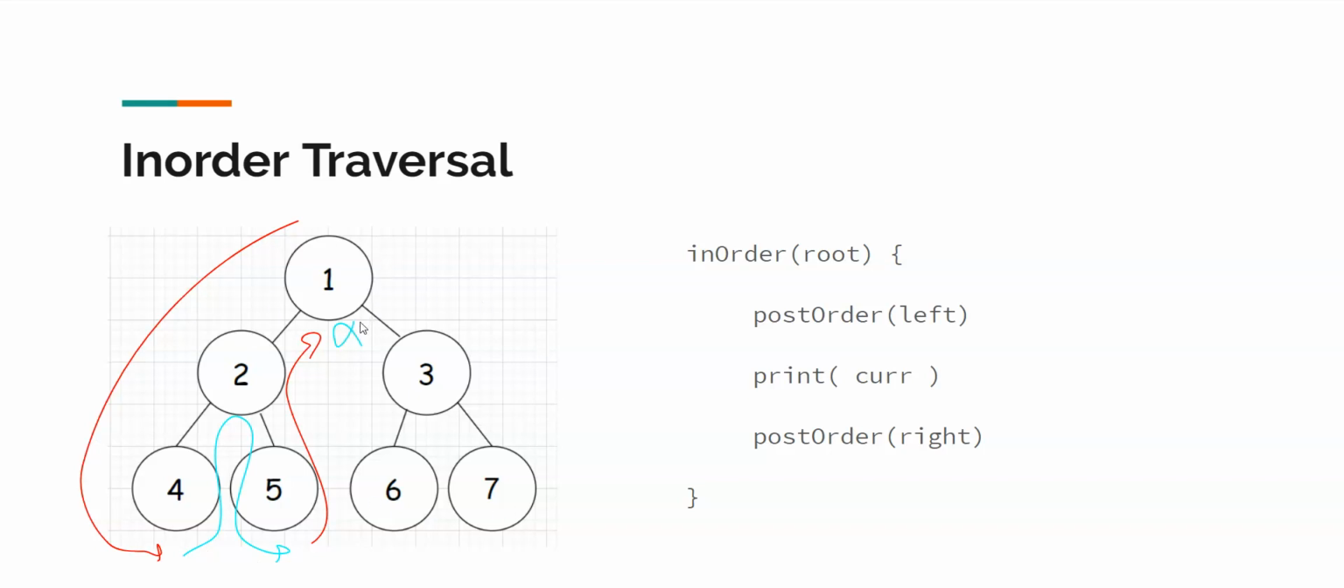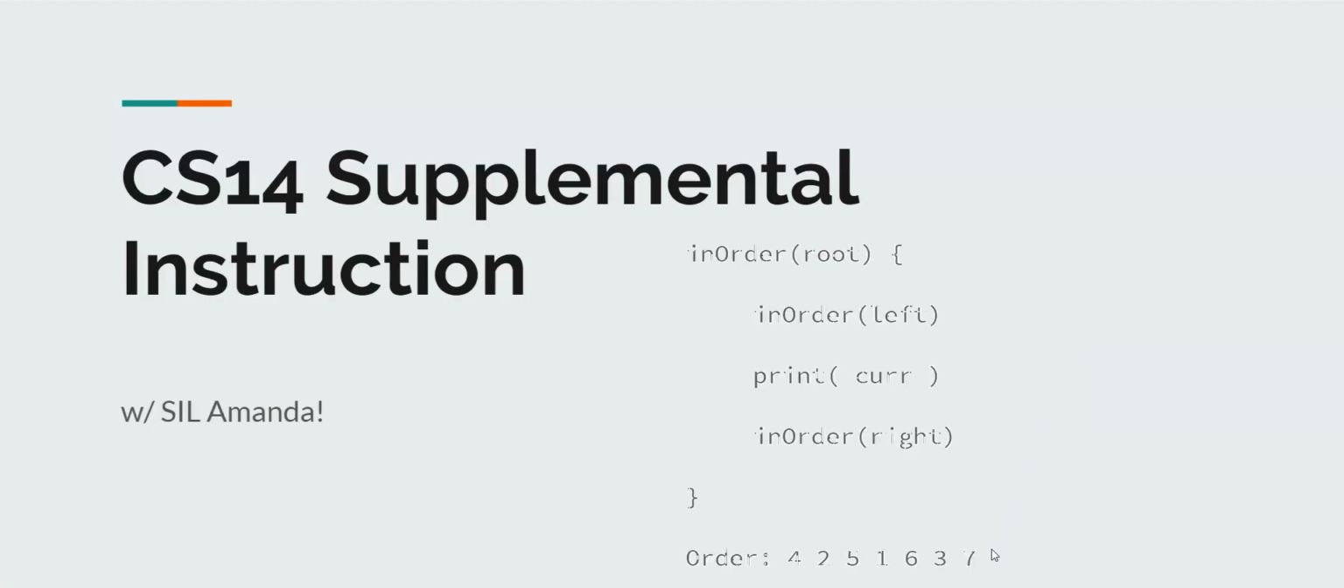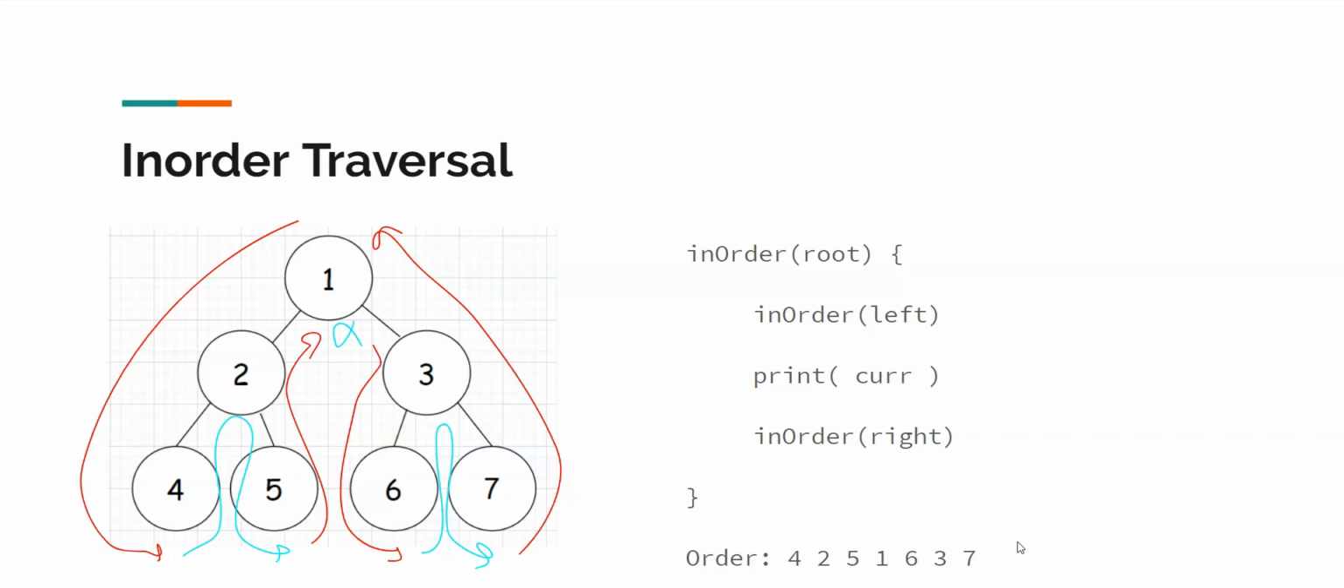And then we go through our right subtree, and then once again, left, middle, right, and then go all the way back up to the root. So looking at our order here, we have 4, 2, 5, 1, 6, 3, 7. And that's in-order. Now, looking at this doesn't really look like it's quote unquote in order. And that's because right now we're looking at a binary tree, but not a binary search tree.